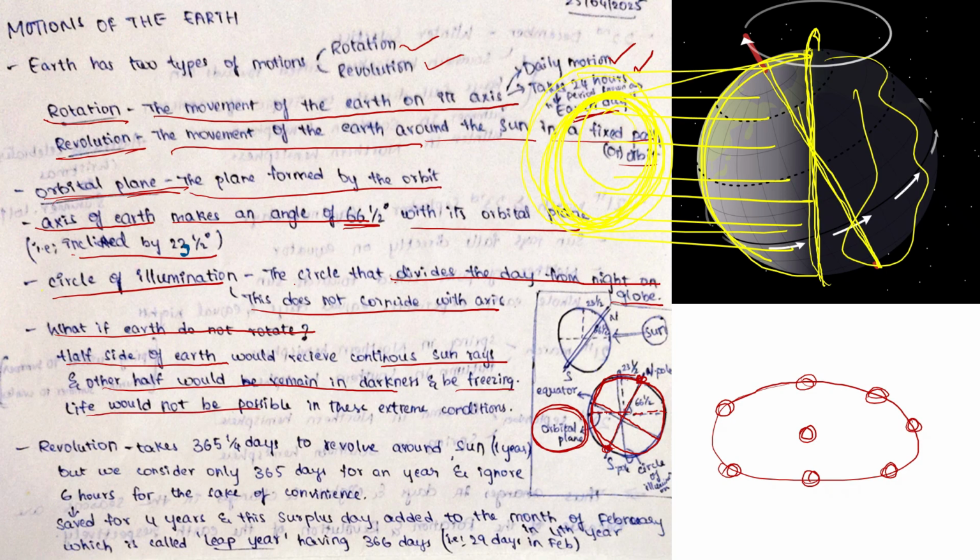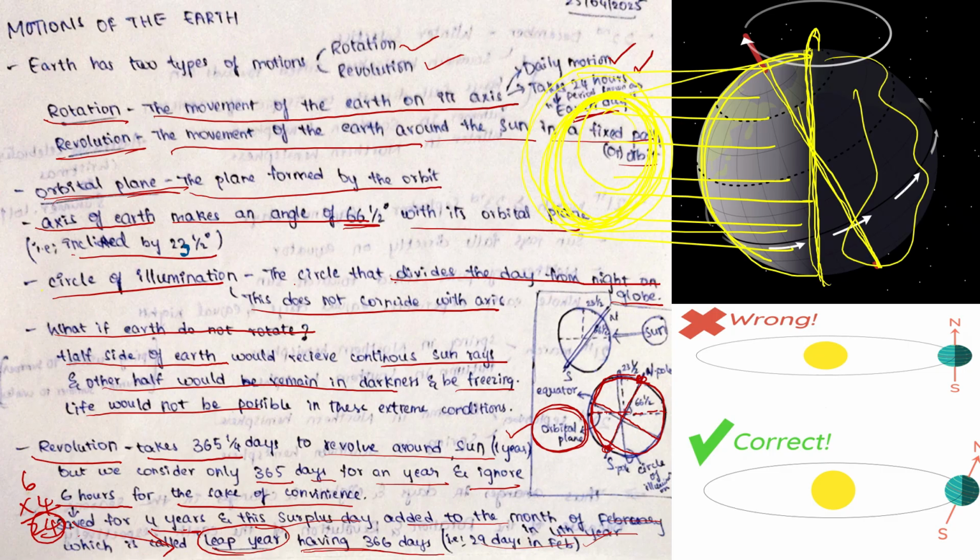And one thing to remember here, revolution takes 365 and 1/4 days to revolve around the sun, which is considered as 1 year. But we consider only 365 days for a year and ignore 6 hours for the sake of convenience. And these 6 hours are saved for 4 years, and this surplus day is added to the month of February in the 4th year, which is called a leap year, having 366 days. That is 29 days in February. So 6 hours every year for 4 years equal to 24 hours. This 24 hours makes a day and it is added to the month of February every 4 years. That is called leap year. I hope you understood till now.